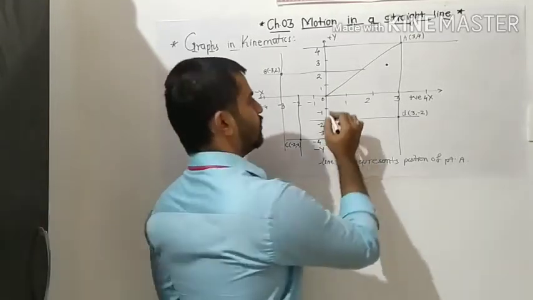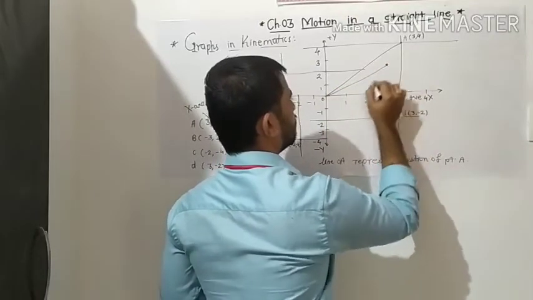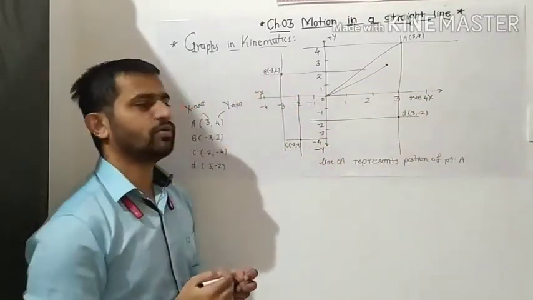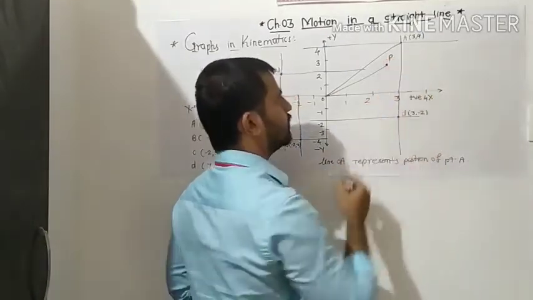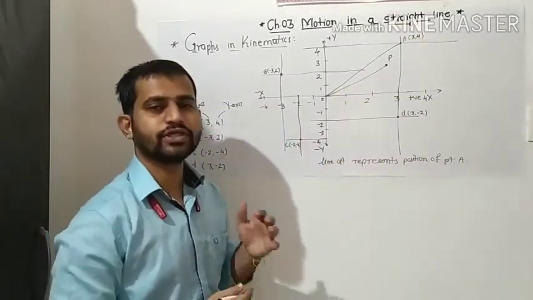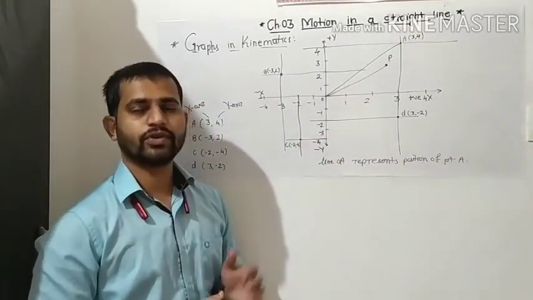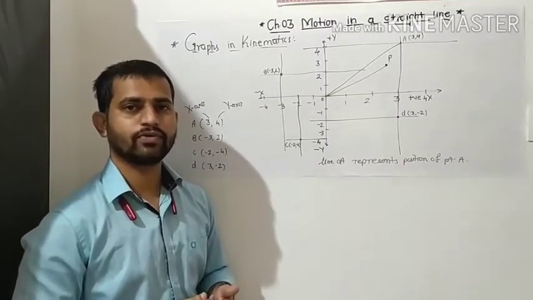Then we have to draw one line from the reference point. Suppose this is the point P. Then this length OP will represent the position of that point with reference to the point O, with respect to our origin.